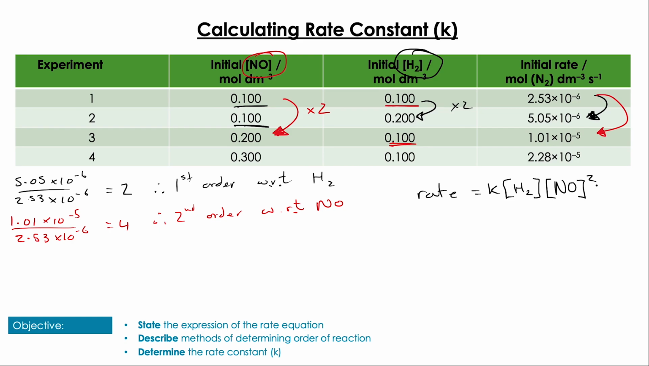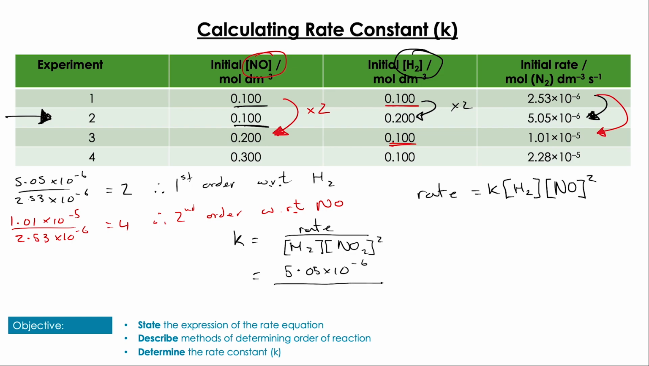Now, if I want to find the value of k, all I have to do is rearrange that equation to give me k, and I can pick any one of the experiments and just plug in the values. So for this example, I'm just going to pick experiment 2. I plug in 5.05 times 10 to the -6 divided by the concentration of H2 multiplied by the concentration of NO all squared. And that gives me a value of 2.53 times 10 to the -3.